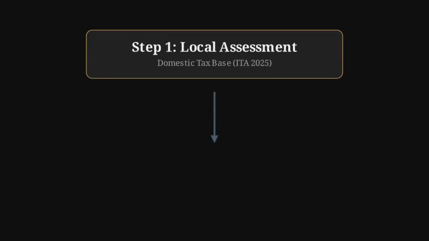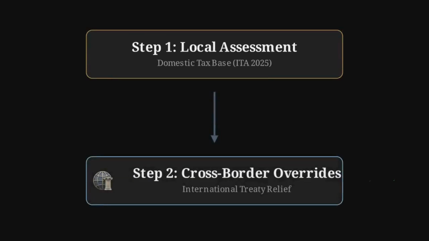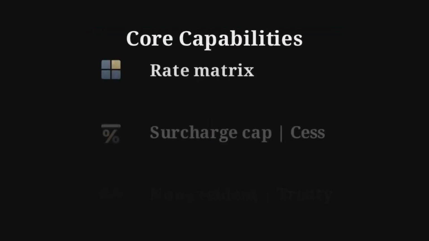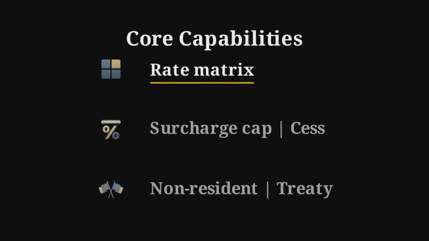A complete advisory memo requires this layering effect, applying global treaty benefits only after the domestic tax base has been accurately established. Here are your capabilities. Navigate the full capital gains rate matrix based on asset and gain character. Apply the surcharge cap and cess to reach the effective tax outcome. And identify when non-resident rules and treaty overlays must be triggered.